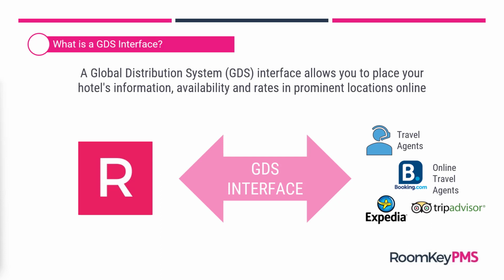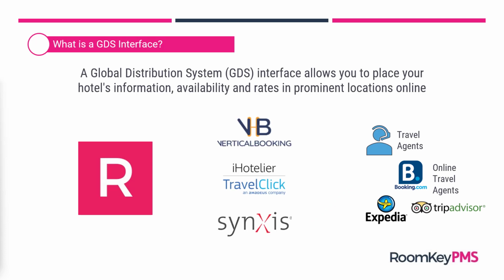Now, as far as this GDS interface tool goes, our developers actually work in partnership with a connectivity partner. The ones that we'll be looking at today are the Vertical Booking, iHotelier TravelClick, and SynXis. Now, if you're used to defining a GDS with terms like Amadeus, Galileo, or Sabre, you might be wondering where those terms fit in as we talk about these connectivity partners. I'll let you know that those are specific GDS.